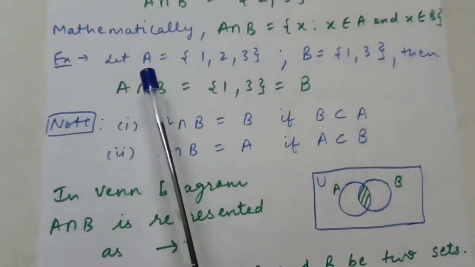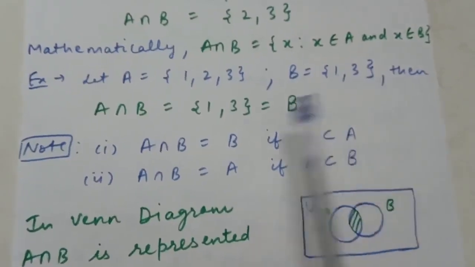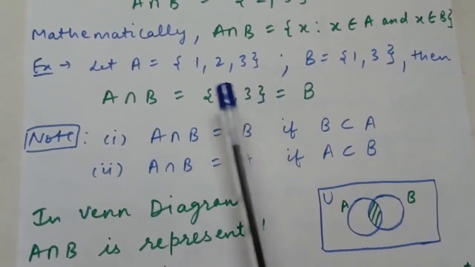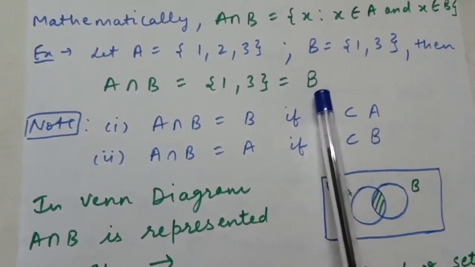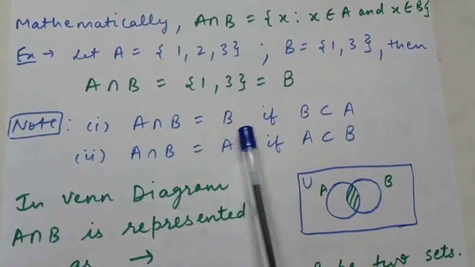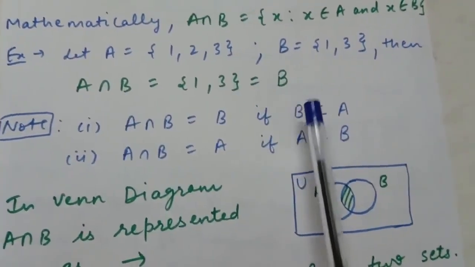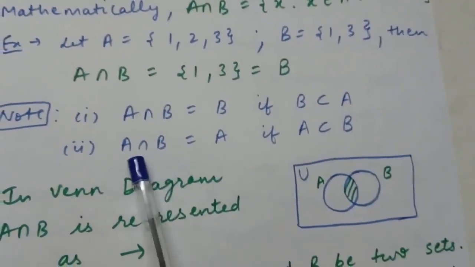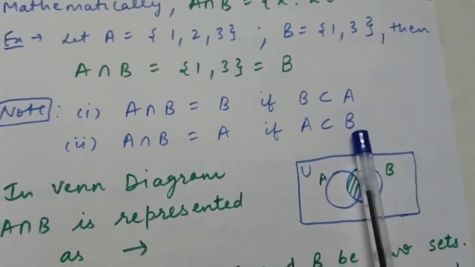Now let us take one example. Let A be the set {1, 2, 3} and B the set {1, 3}. Then the intersection of A and B, that is the common elements in A and B, is {1, 3}. And this set is clearly the set B. So this also gives us the note that A intersection B is equal to B if B is a subset of A. Here A intersection B is equal to B, so we can clearly see B is nothing but a subset of A. And similarly, A intersection B will be equal to A if A is a subset of B.